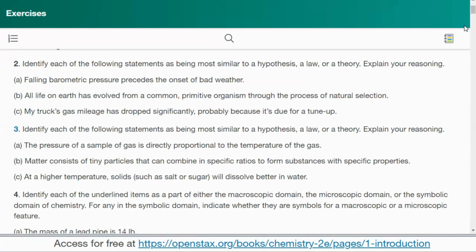And C, my truck's gas mileage has dropped significantly, probably because it's due for a tune-up. I'd say that's a hypothesis. There could be other causes for the gas mileage decreasing significantly, and that's subject to further observation and experimentation.